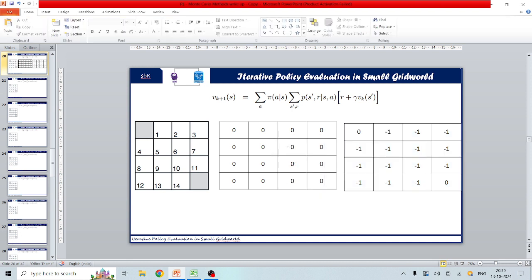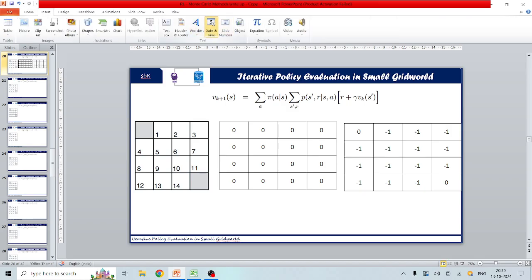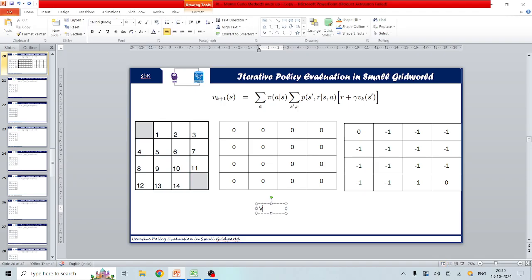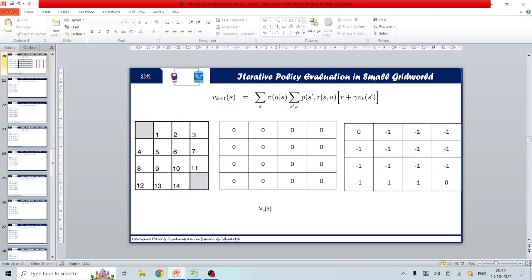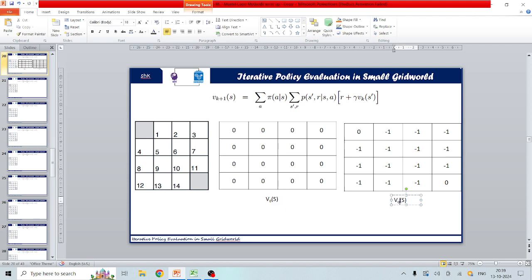So this I'll label as V naught of S, and this is V1 of S. So we have done one iteration. Now we will move to the second iteration.